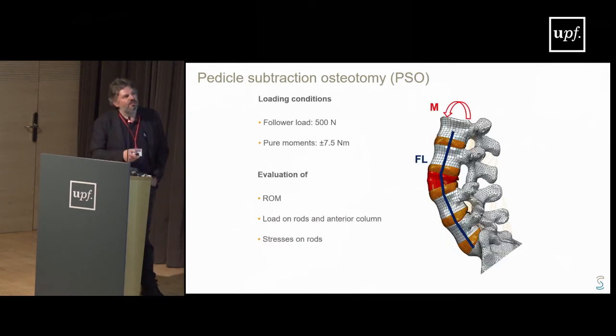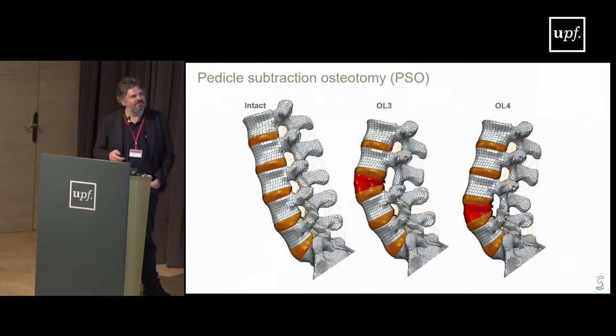So this is the model. It's a model of the lumbar spine, including a part of the sacrum. It's quite simple, actually. We have a follower load that replicates the body weight that we have in vivo, plus some moments that create, let's say, flexion, extension, bending, and so on. And we use the model to calculate range of motion, the loads on the rods, and also the loads that are passing through the fracture here. Here we have the osteotomy, and also the stresses on the rods.